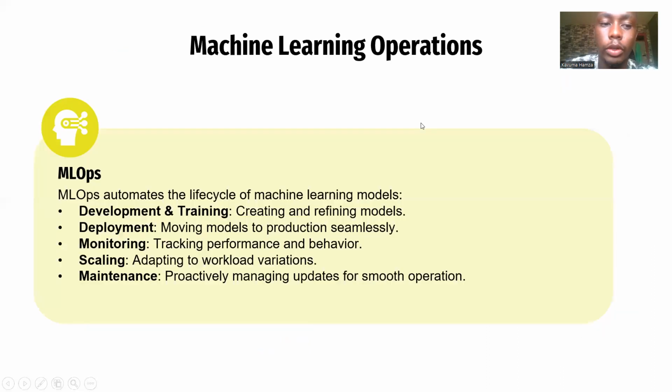So the machine learning operations are development and training, deployment, monitoring, scaling, and maintenance. Development and training is creating and refining models. Deployment is moving models to production seamlessly. Monitoring is tracking performance and behavior. Scaling is adapting to workload variations proactively. Then maintenance is proactively managing updates for smooth operations.